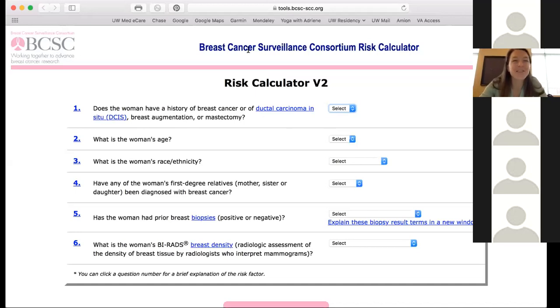Okay, so this is just the link that was included. You can write the link down if you want, but you can also just Google BCSC, and you can find a bunch of their different tools. It's pretty short, so you can even go through this right after your visit or with your patient if you want. So does this patient have a history of breast cancer? Let's just say no. Let's pretend this patient is 46, and she'll be white, and let's say she has no family members with breast cancer. She has not had any prior biopsies, and we'll just say she's heterogeneously dense.